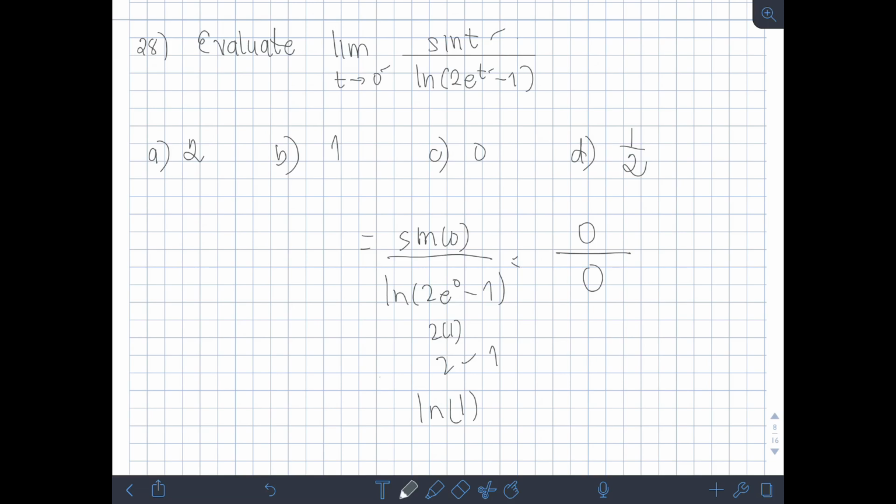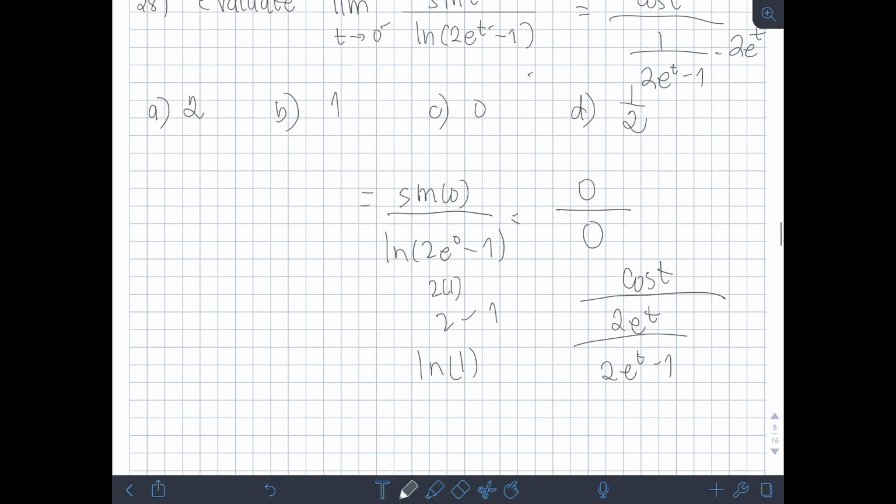So, kapag meron tayong indeterminate form like 0 over 0, pwede natin i-differentiate yung numerator tsaka denominator, then yung na-form natin na new function, tsaka natin evaluate ulit yung limit doon sa t is equal to 0. So, pag derivative natin yung numerator muna tayo, we have derivative ng sine t is cosine t over derivative naman ng ln(2e^t - 1) is chain rule. 1 over 2e^t - 1 times derivative ng 2e^t - 1 is simply 2e^t na lang.